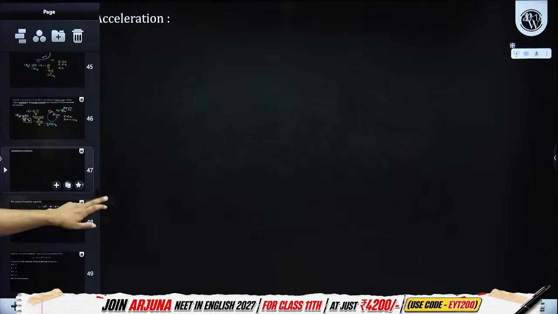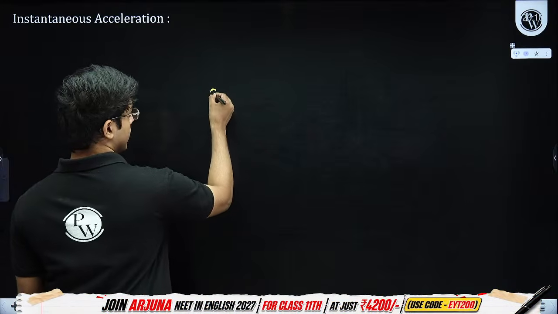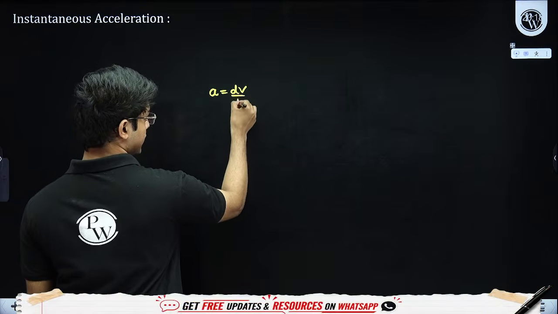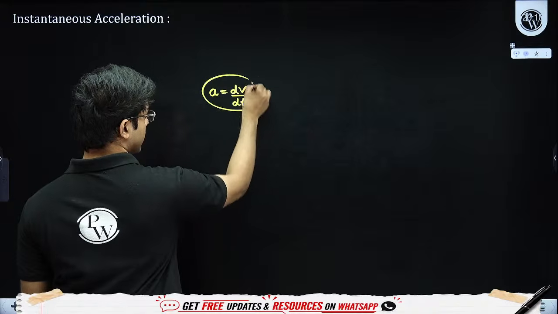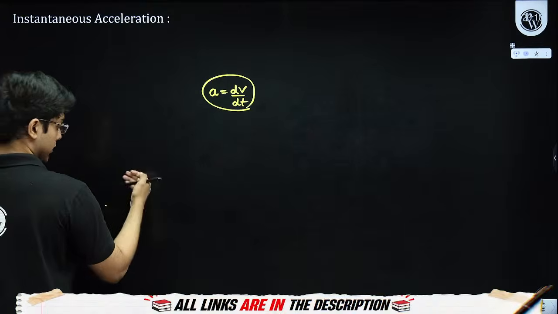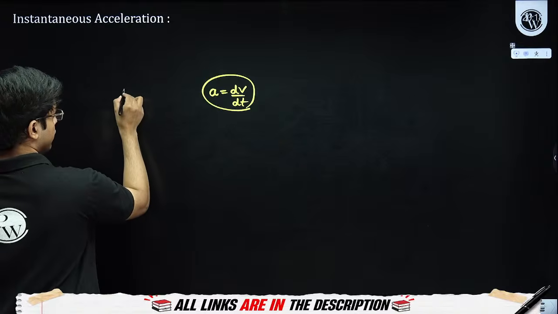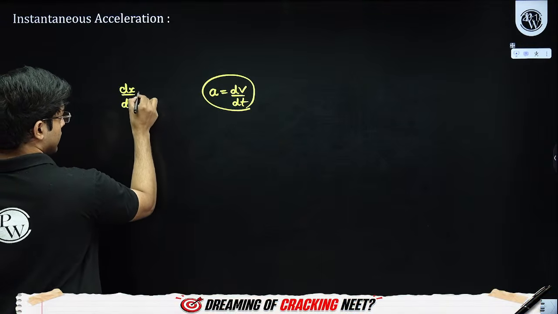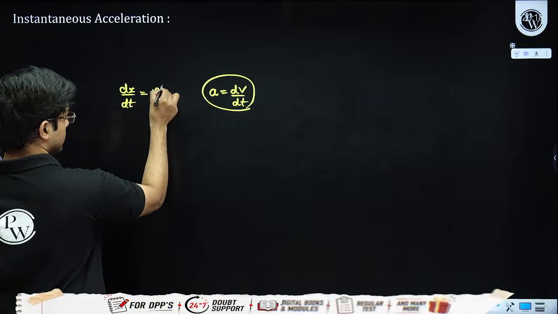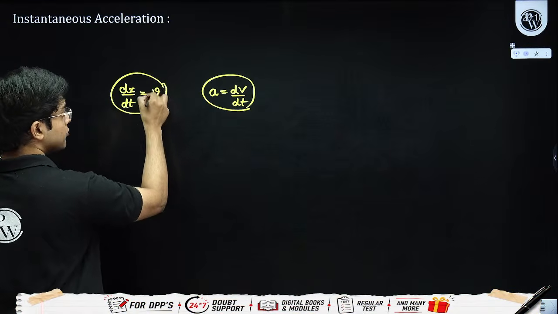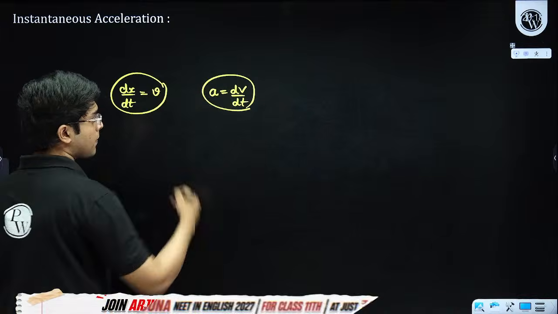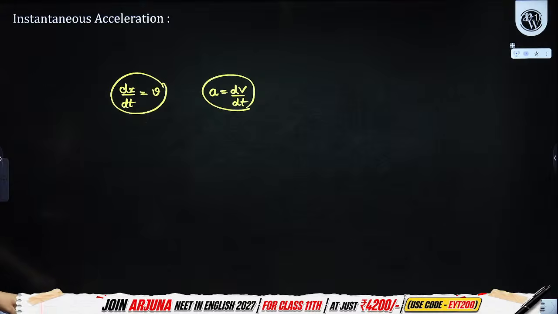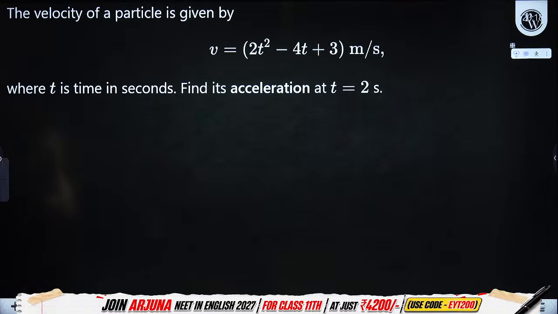So instantaneous acceleration, we discussed it. All you have to do is differentiate velocity with time, then you get the instantaneous acceleration. If you differentiate the position with time, the x with time, this gives you the velocity, and then once again, if you differentiate the velocity, you get the acceleration. So we can do a question on this.